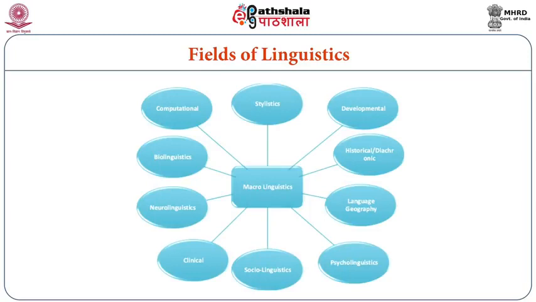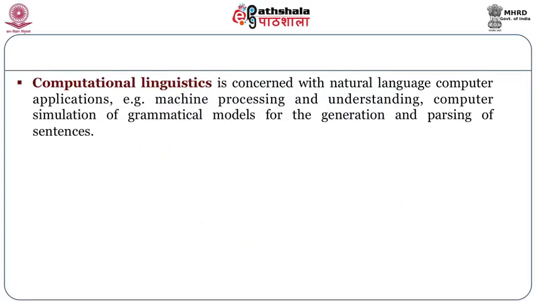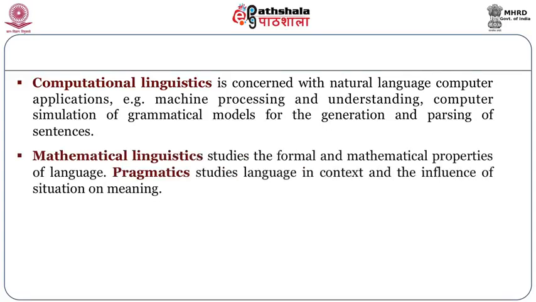In this slide you can see the different branches of macrolinguistics. Important ones are stylistics, developmental, historical, language geography, psycholinguistics, sociolinguistics, clinical, biolinguistics, neurolinguistics, and computational. We are talking about computational linguistics that deals with the natural language basis of computer application, machine processing, for example, and understanding computer simulation of grammatical models. Then we have mathematical linguistics that deals with the formal and mathematical properties of language.